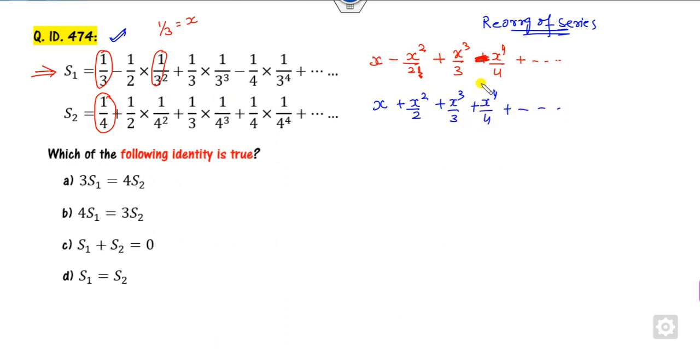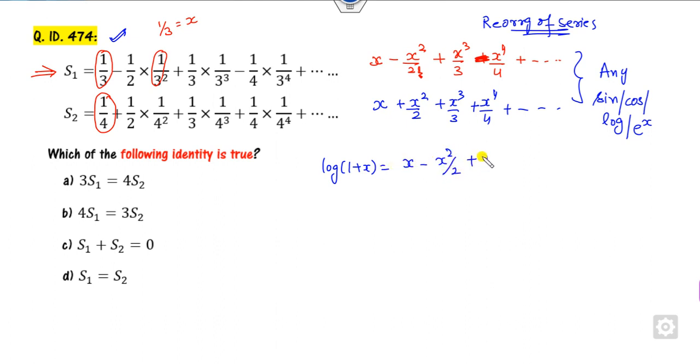So do you remember which series this is? Is it the sine, the cosine, the logarithm, the exponential? Always think about that here. You all know what the logarithm series is. This is nothing but x minus x square by 2 plus x cube by 3 and so on. And what is the log of 1 minus x? It is minus x minus x square by 2 minus x cube by 3 and so on.